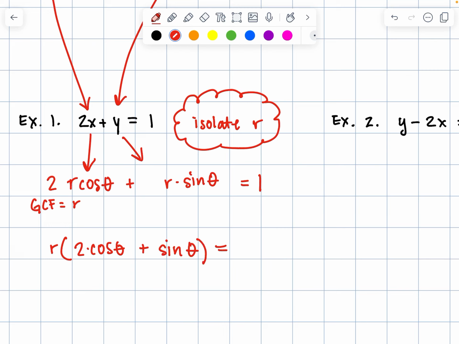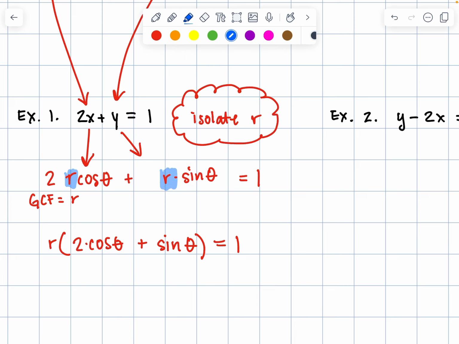So that's the whole idea. We want r by itself. There are 2 r's here to begin with, separated with a plus sign, so we actually needed to factor it out. Once this is factored out, we can now divide out this entire group. Divide both sides by 2 cosine theta plus sine theta. Because this is multiplication, you can do this.